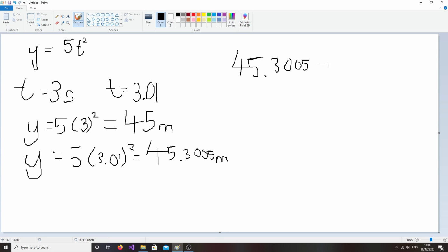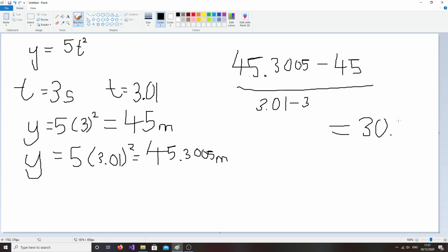45.3005 minus 45, divided by 3.01 minus 3. And then what we'll find is this equals 30.05. So as you can see, we're getting closer and closer to a point the more we decrease the amount of the interval.